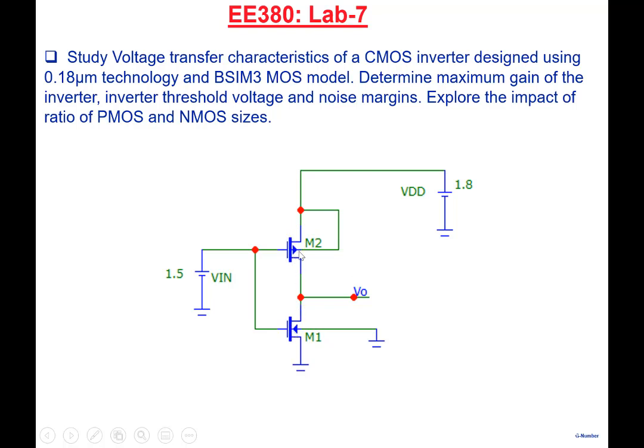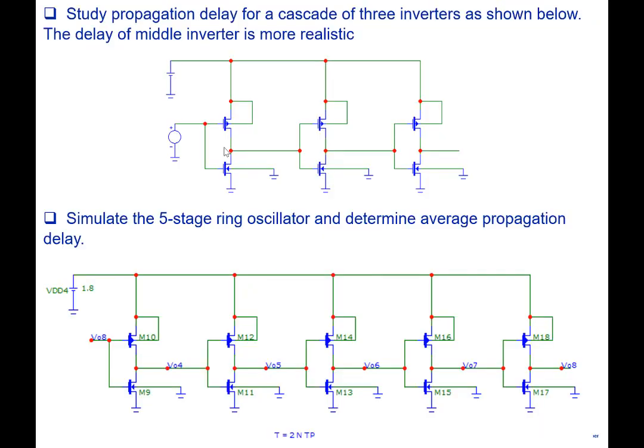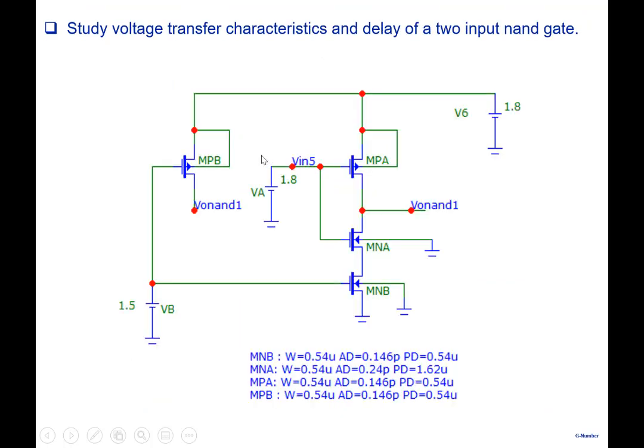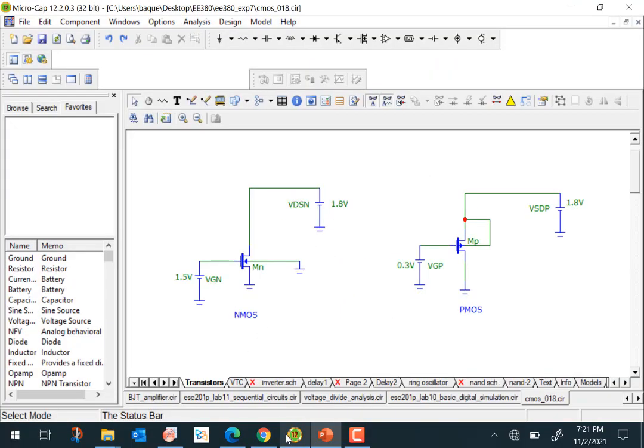And in the subsequent parts, we'll look at the propagation delay of the CMOS inverter, propagation delay measured using different means. And finally, we'll look at a 2-input NAND gate here. All right, so let's open the simulator and see the different parts that we have to do here.